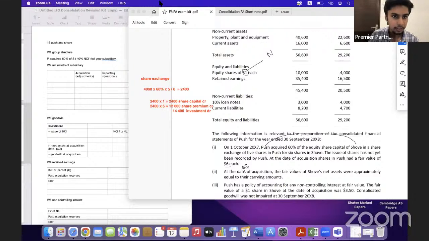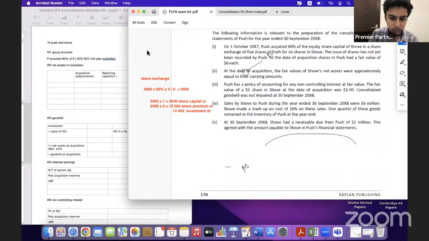Get it done. Now learn the double entry. If you issue shares, share capital credit. Any premium, premium will become credit. Add both together, investment account, guys, will become debit. This is how you account for a share exchange. Actually, guys, this is the answer they are asking for in the first part of the question.